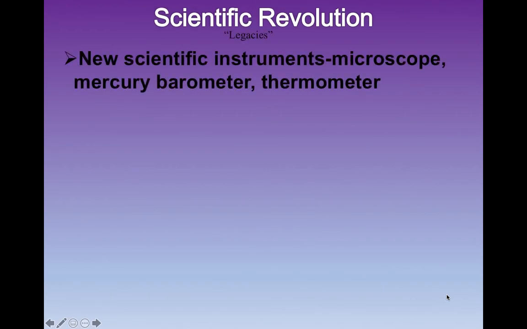So what are some legacies? New scientific instruments like the microscope, mercury barometer, thermometer. Those are going to be different instruments that are going to be developed during this time period. Remember that the telescope looks far, but the microscope looks for things that are tiny.